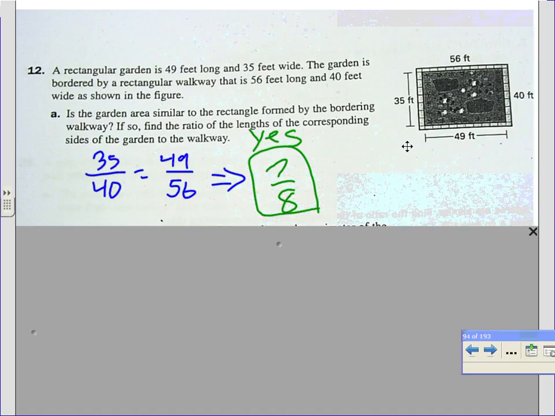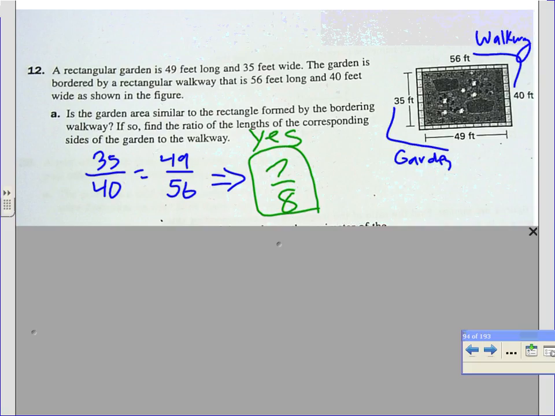You are finding the ratio of, what was it? The garden to the walkway. So that's exactly what she did. She took the garden over walkway. Garden over walkway. These part of the numbers represented the garden. These numbers represented the walkway. Kind of a weird picture.